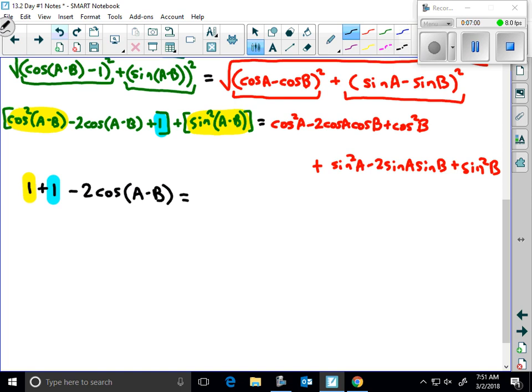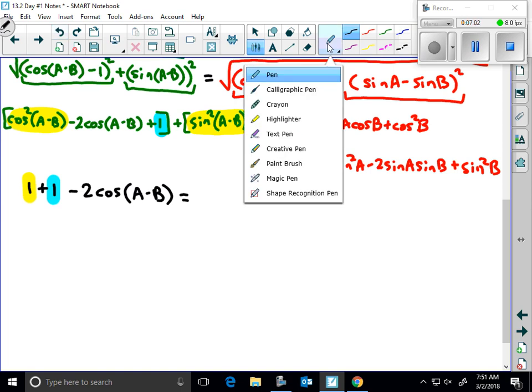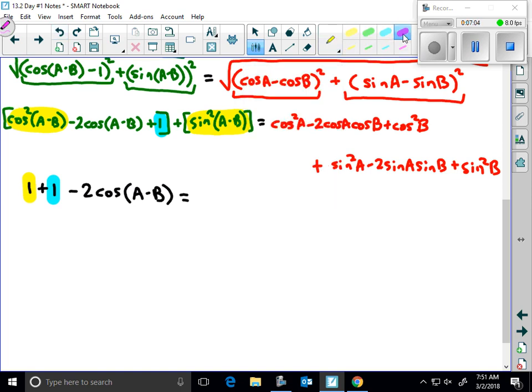Let's look on the right side now. Let's go with purple. Ooh, that might not look very good. How about green? Okay. Cosine squared A. Now I'm looking for a sine squared A. Do I have one? Yes, I do. That would equal 1. Okay. Do I have a cosine squared B? Yes, I do. Just for the sake of simplicity here, I'm going to go blue, cosine squared B, sine squared B. I get another 1.